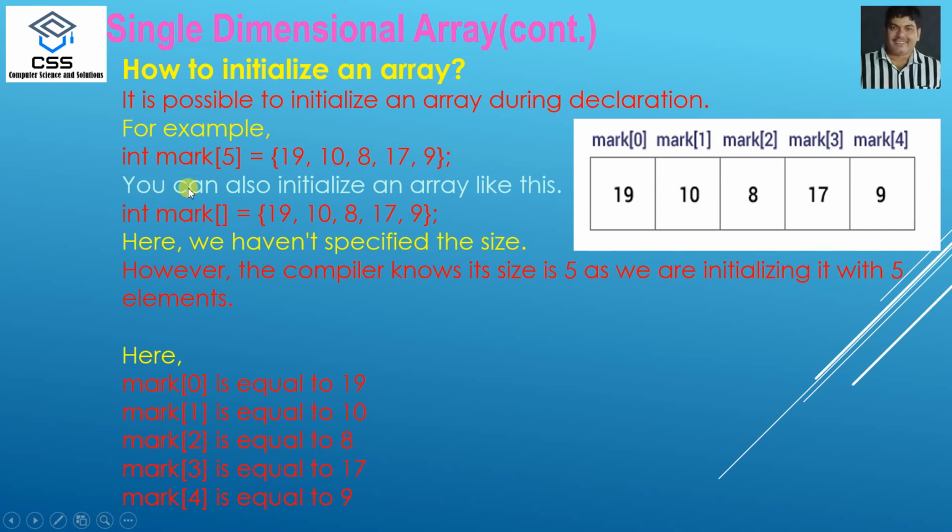You can also initialize the array like this, or you can initialize the array in this way, where the size is not specified. However, the compiler knows its size is 5. If you declare 5, it is 5, or however many elements you store, it automatically takes that as the size. The compiler can detect the size whether you specify it or only initialize the elements. So the first location is 0, the second location is 1 and the last location is 4.